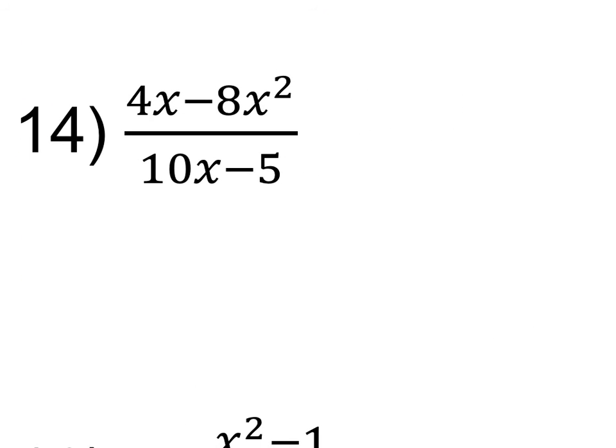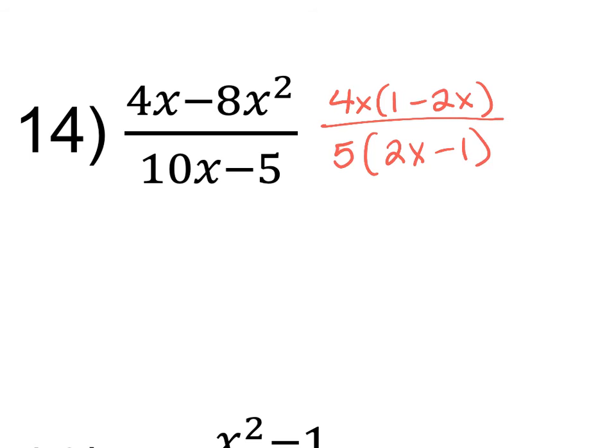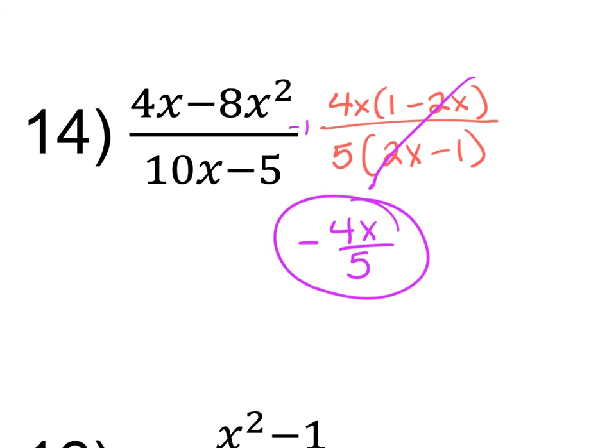Okay, 14, 4x minus 8x squared. So I can take a 4x and I get 1 minus 2x. And in the denominator, I can take out a 5 and I get 2x minus 1. So on the front, I've got 4x and 5. That's not going to reduce. And then I've got 1 minus 2x and 2x minus 1. These are opposites. I'm going to put a negative 1 out front. And I end up with negative 4x over 5.